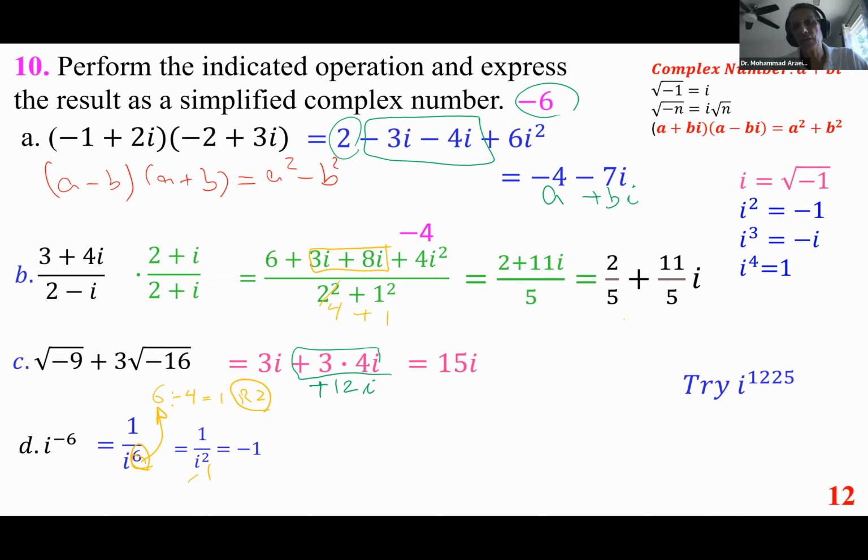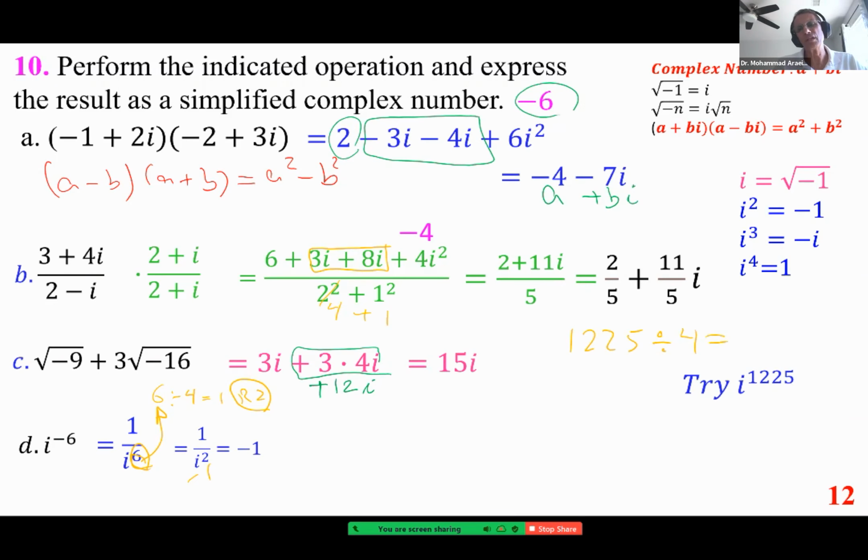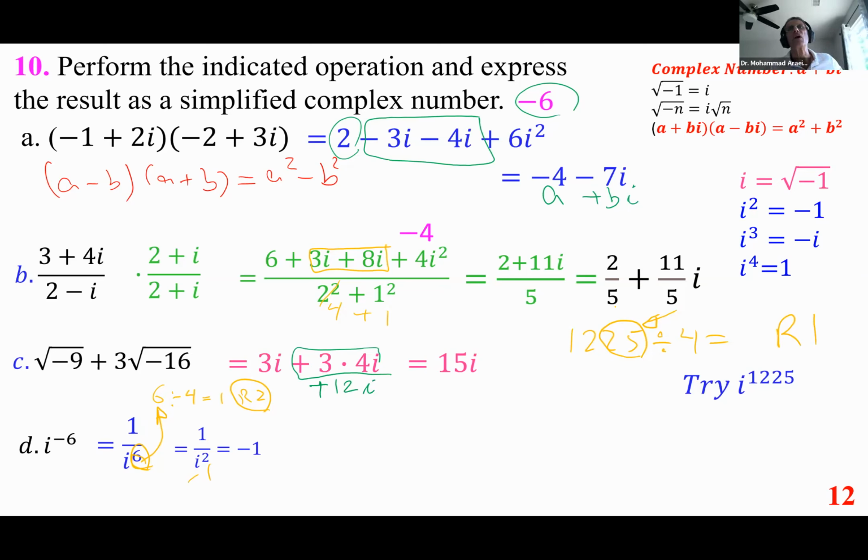So I'm going to divide 12/25 by 4. The quotient is not important. What matters is the remainder. And the remainder is 1. How do we know that? A number is divisible by 4 if the last 2 digits are divisible by 4. 24 is divisible by 4. Therefore, 12/24 is divisible by 4. The remainder becomes 1. So this is i to the power of 1, which is i.